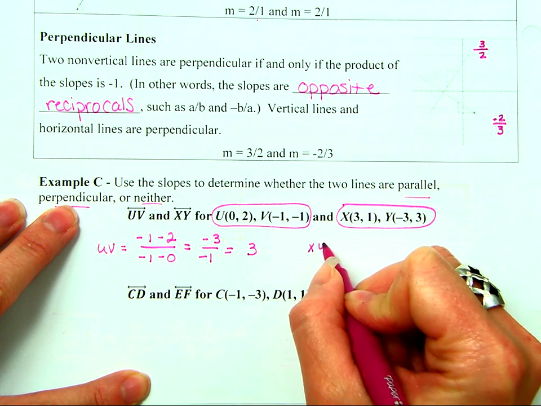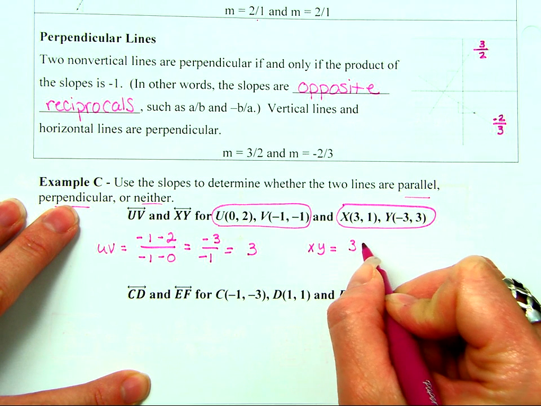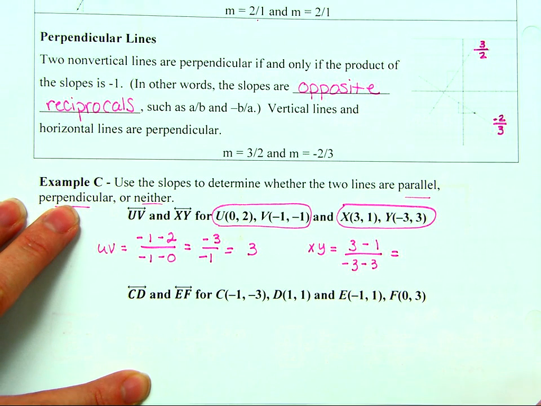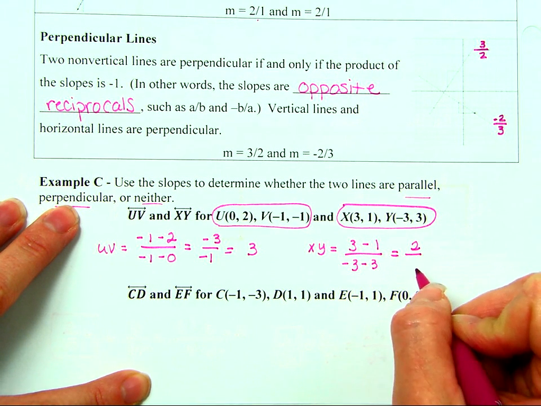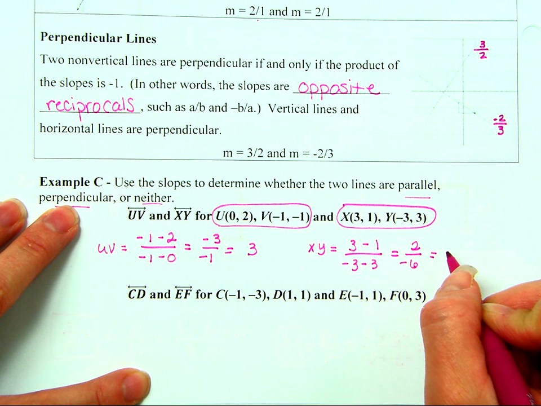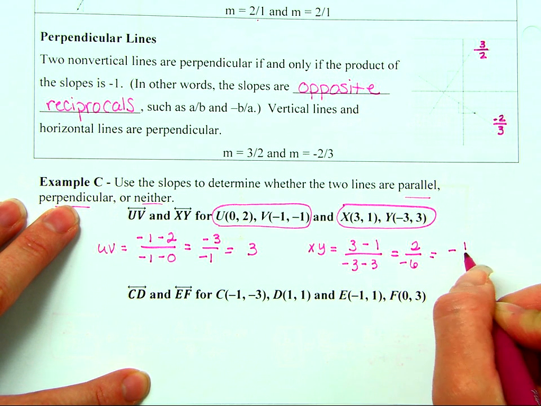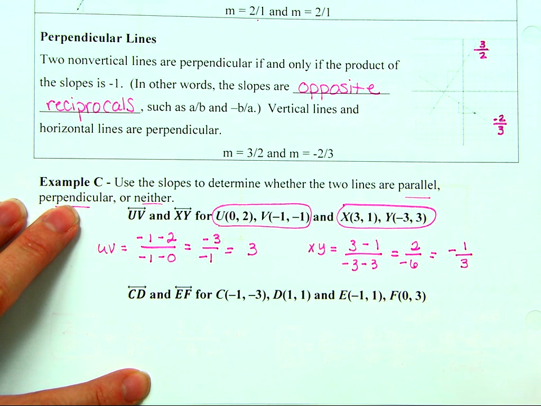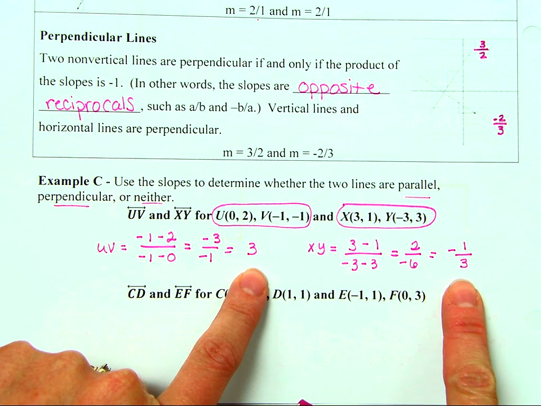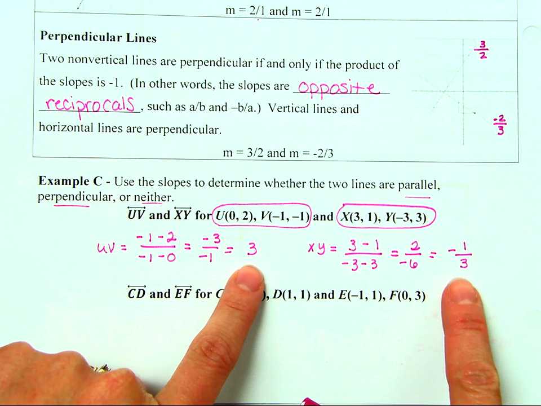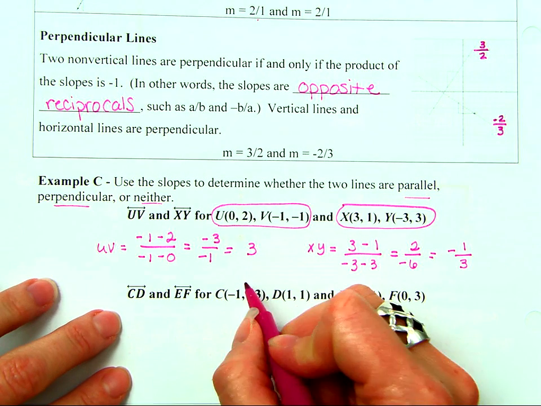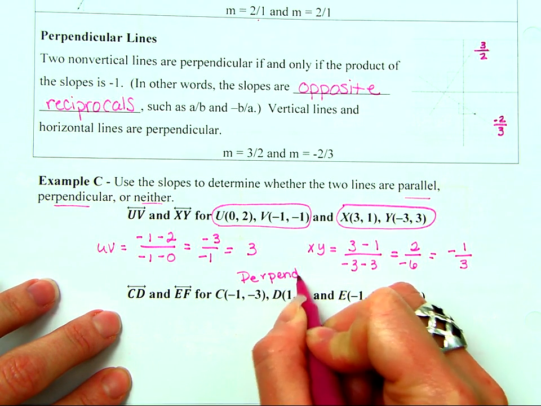I'm going to look at my second slope for XY. 3 minus 1 over negative 3 minus 3. 2 over negative 6, which is going to give me a negative 1/3. If we compare our two slopes, 3 and negative 1/3, I can see, yes, those are opposite reciprocals. One's positive and one's negative, and 3 and 1/3 are reciprocals of each other. And so these two lines are going to be perpendicular.